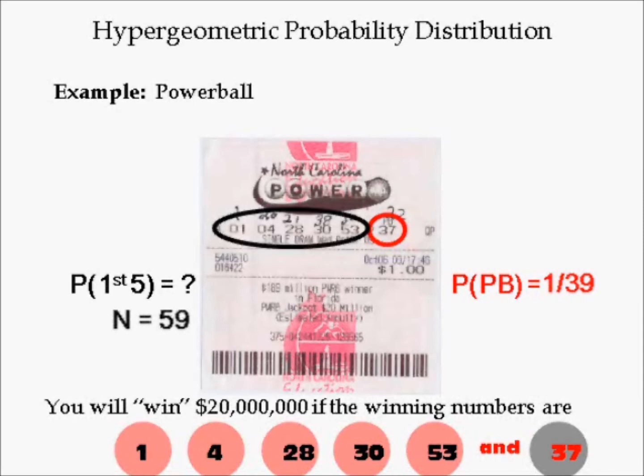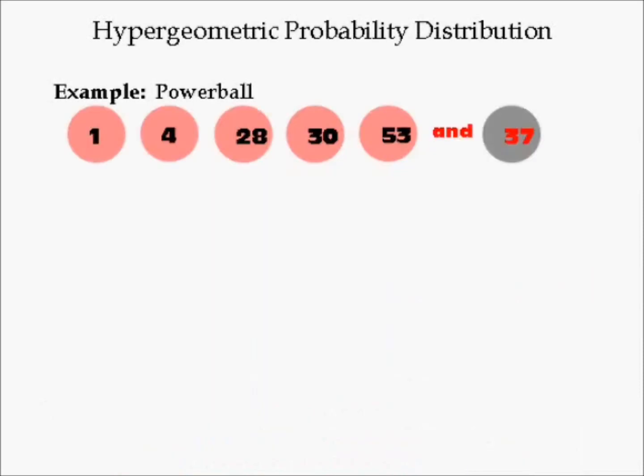And as ping pong balls are pulled out of the jar, they're not being put back in. Given the first five balls have already been picked, the probability of picking the Powerball correctly, as we said earlier, is 1 divided by 39. The probability of getting the first five balls correct is a bit more difficult.